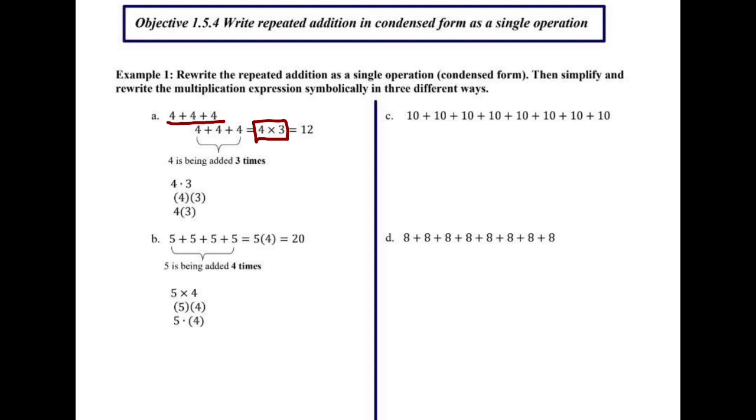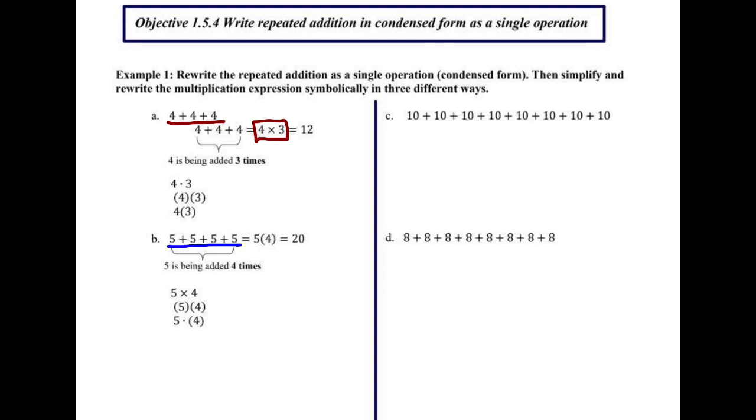Okay, and you can see up here in the directions, rewrite it as a single operation, which is what we did. 1 multiply instead of 2 additions. Then simplify and rewrite the multiplication expression symbolically in 3 different ways. Okay, that's kind of a strange way of saying what they did here. Write the multiply 3 ways. Okay, and when we do it over on our problems, it will make more sense because we're doing it as we write. Okay, now this next one, here's the problem.